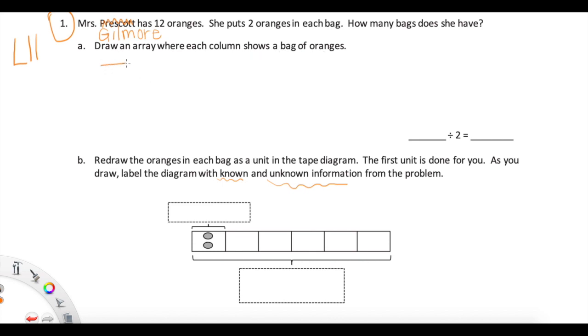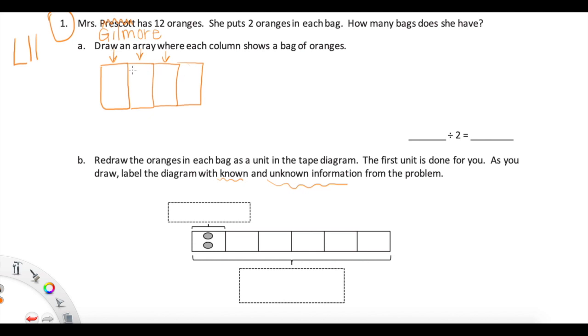Very cool. Okay, so we're going to draw an array. I just want to review the term columns with you. Columns are spaces that we see as I'm drawing here. Columns are the space that I'm drawing an arrow at. When we're looking at an array, we're going to be drawing our oranges in columns, that's this space here, and we're going to think of each of these columns as a bag of oranges.